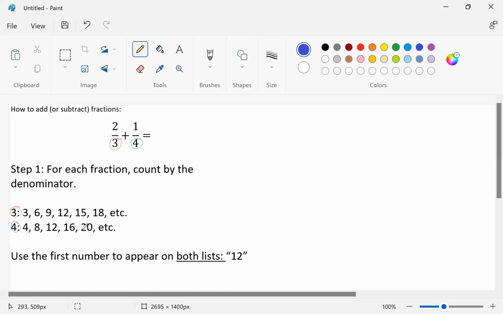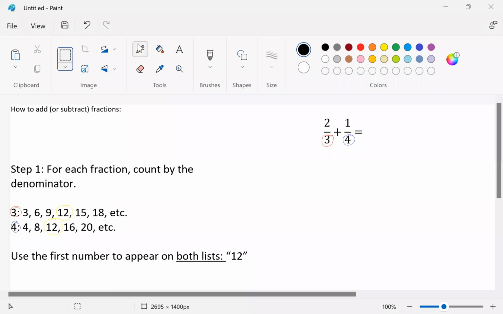The reason that you're counting by these two numbers is because you're trying to find a number that they have in common. These are multiples. So you find a common multiple here, 12 and 12. So this 2/3 plus 1/4, you're actually going to think of it, instead of being out of 3 and out of 4, as being out of 12.